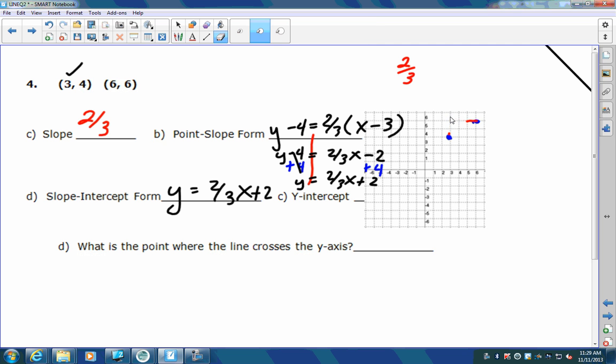Let me erase those little red marks. All right, the y-intercept is 0, 2. So I can go over here to 0, 2. And now I can draw my line to connect my dots. Where does it cross the y-axis? 0, 2. That's the y-intercept.